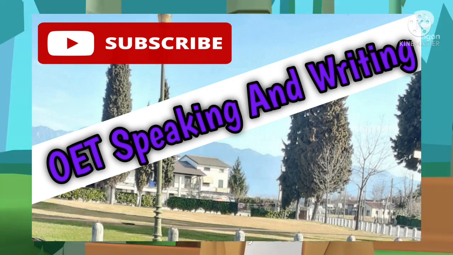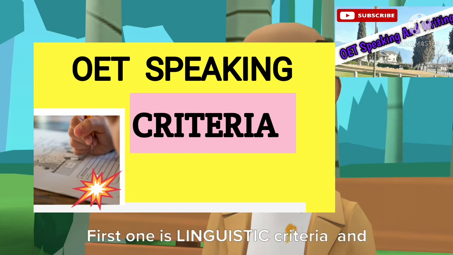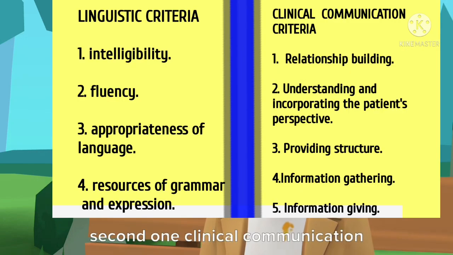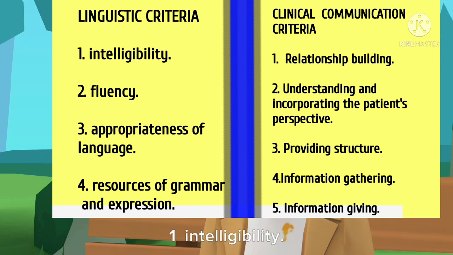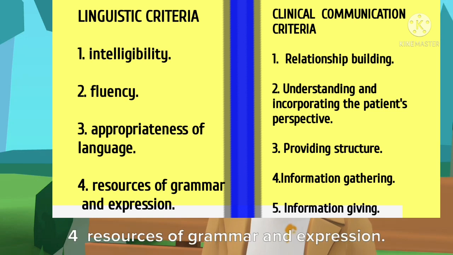Hi all. There are mainly two assessment criteria for OET speaking. First one is linguistic criteria and second one clinical communication criteria. The four elements involved in linguistic criteria are 1. Intelligibility, 2. Fluency, 3. Appropriateness of language, 4. Resources of grammar and expression.